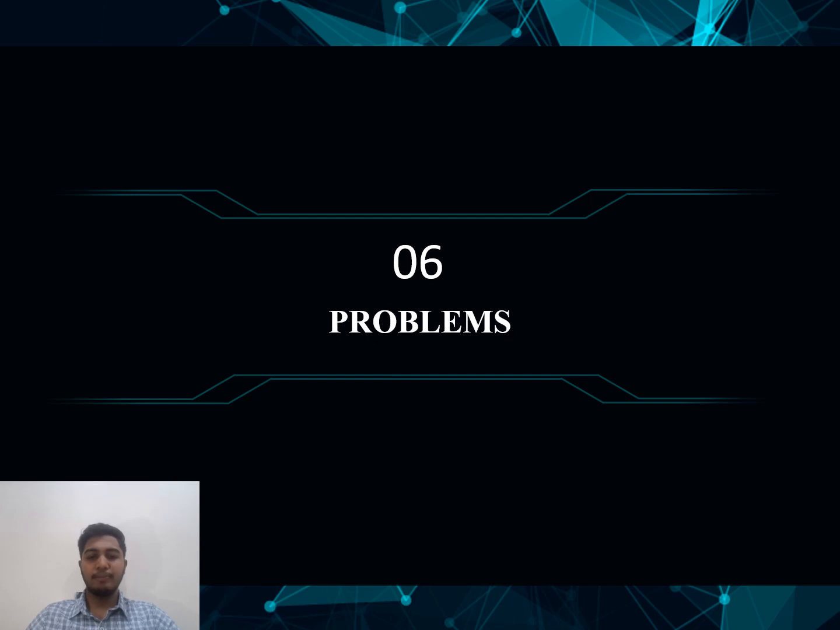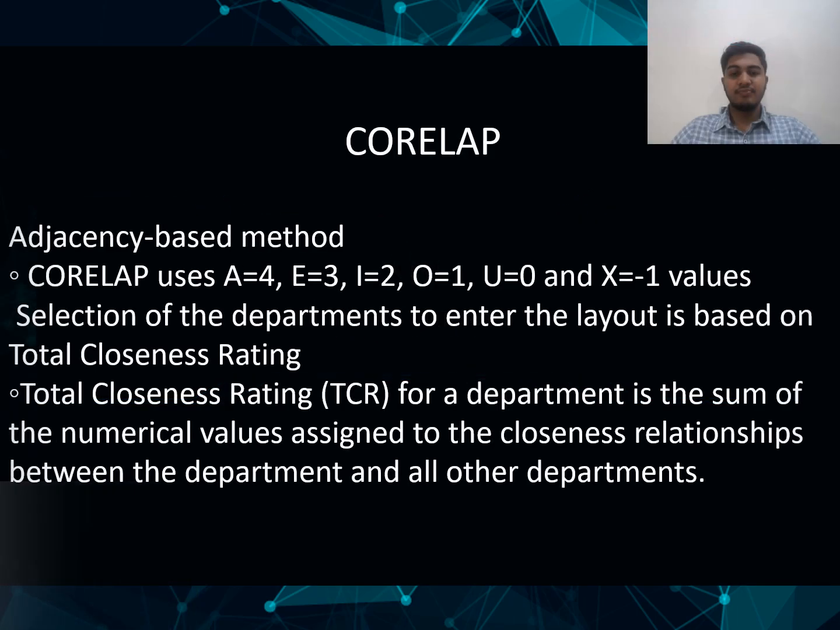Now let's look into some problems. CORELAP uses the adjacency method, which denotes A as 4, E as 3, I as 2, O as 1, U as 0, and X as minus 1 as their values. The selection of the departments to enter the layout is based on the total closeness rating, TCR. The total closeness rating (TCR) for a department is the sum of the numerical values assigned to the closeness relationship between the department and all other departments.